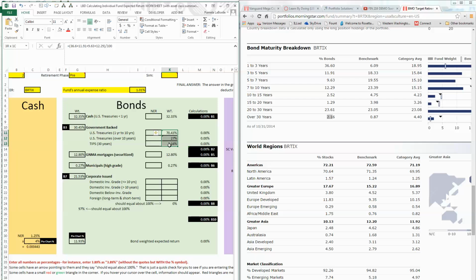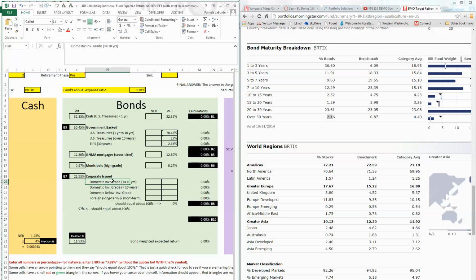Quick check to see that those sum to about 100. 70 plus 27 is 97, plus 2 is 99. Allow for the fractions of a whole number, and I think we're good. For the corporate issued, these are a little more complicated, but if you keep in mind that everything that is included in this title needs to be considered on a cumulative basis, it should make things a little bit easier.